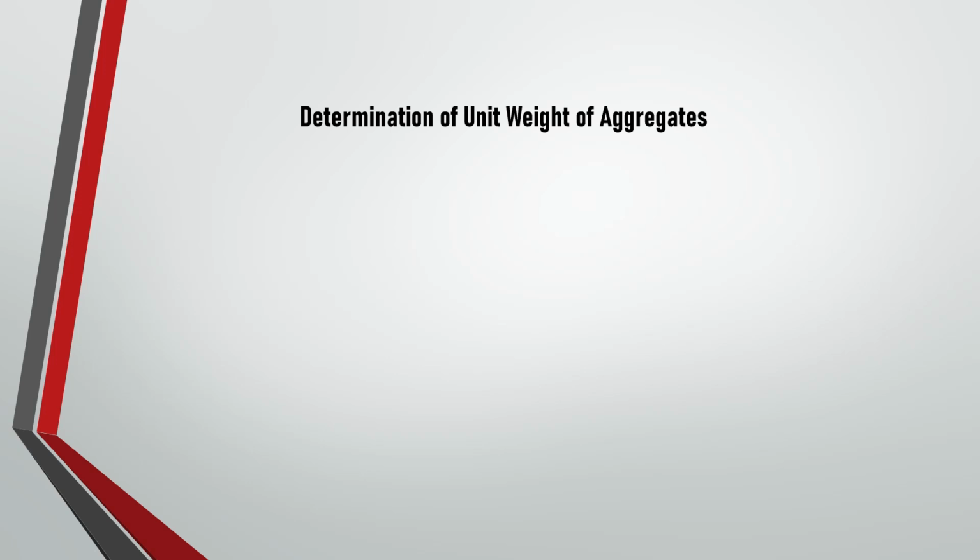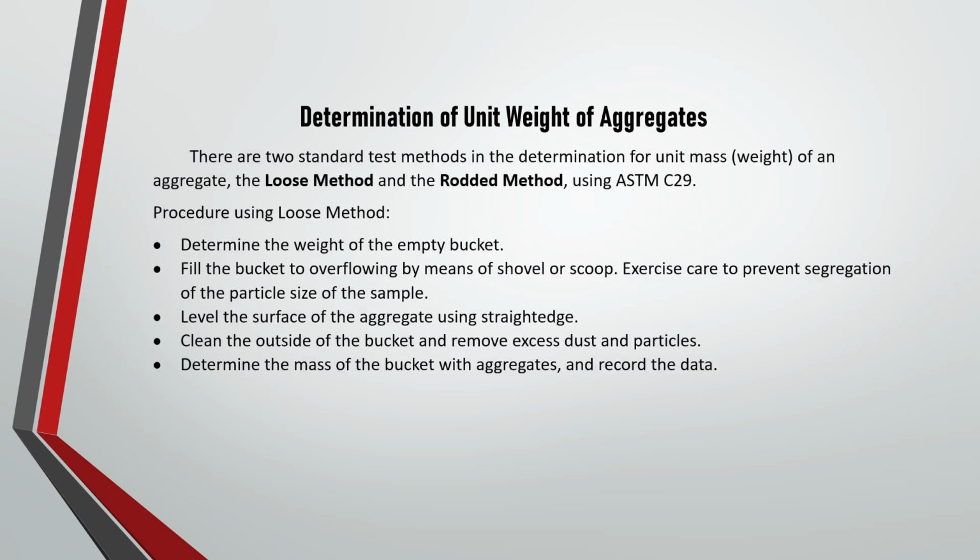So, determination of unit weight of aggregates. There are two standard test methods in determination of unit mass, the loose method and the rodded method. The procedures using the loose method: determine the weight of the empty bucket, fill the bucket to overflowing by means of shovel or scoop, exercise care to prevent segregation of the particle size of the sample, level the surface of the aggregate using a straight edge, clean the outside of the bucket and remove excess dust and particles. Determine the mass of the bucket with aggregates and record the data.